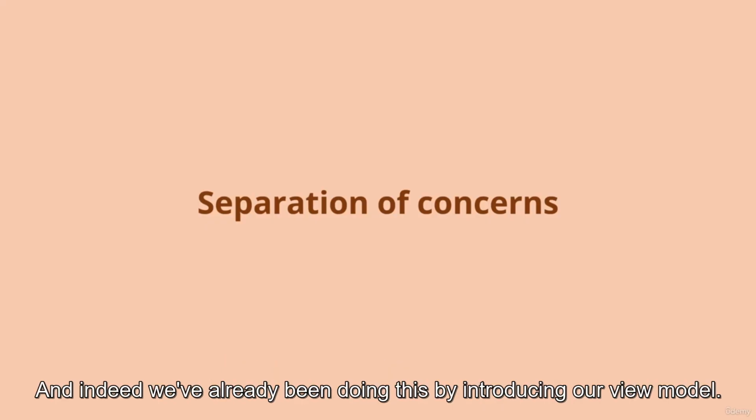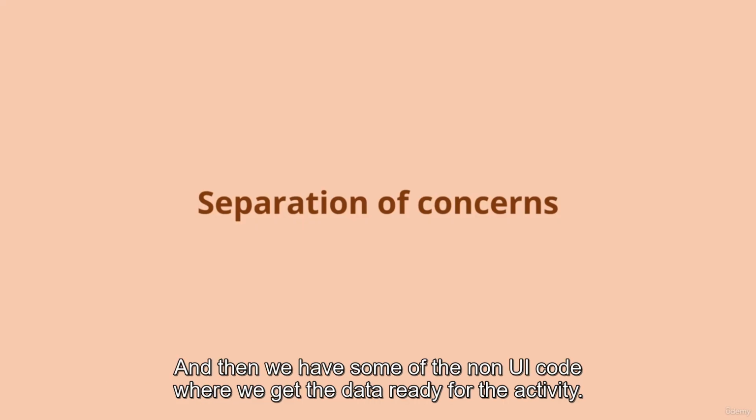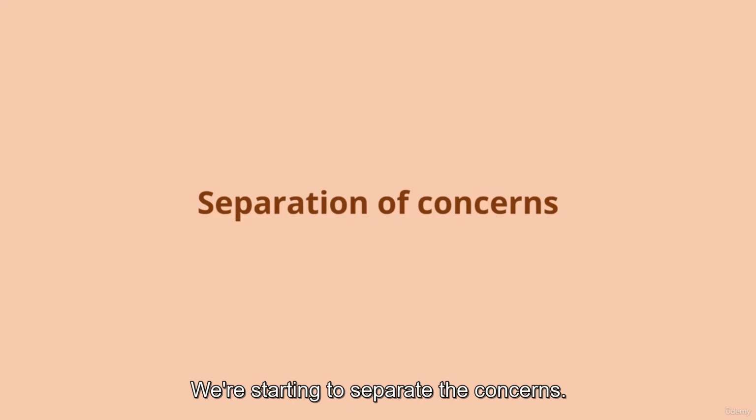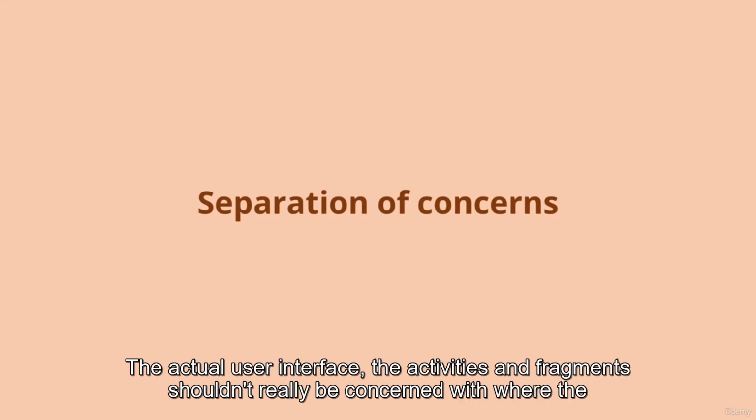And indeed, we've already been doing this by introducing our view model. We have the pure UI code in the fragments and activities, and then we have some of the non-UI code, where we get the data ready for the activity. Well, we have that in a view model. We're starting to separate the concerns. The view model shouldn't be concerned about the actual user interface. The actual user interface, the activities and fragments, shouldn't really be concerned with where the data comes from.